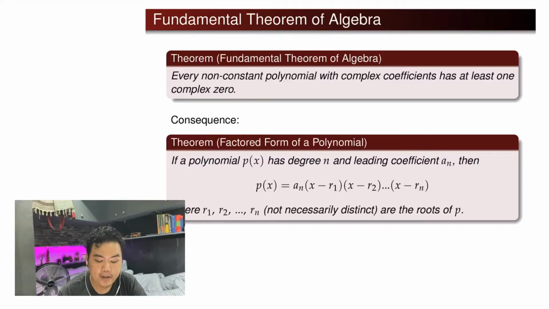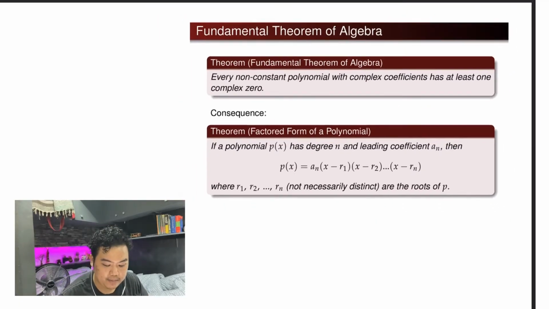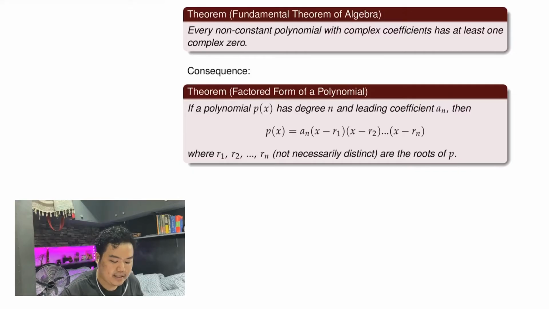So if you have a polynomial p of degree n and a leading coefficient a sub n, then you can factor your polynomial as yung leading coefficient times x minus the root times x minus the roots, etc., up to the x minus the last root. And these roots may not be distinct. So, pwede may magkakapareha.